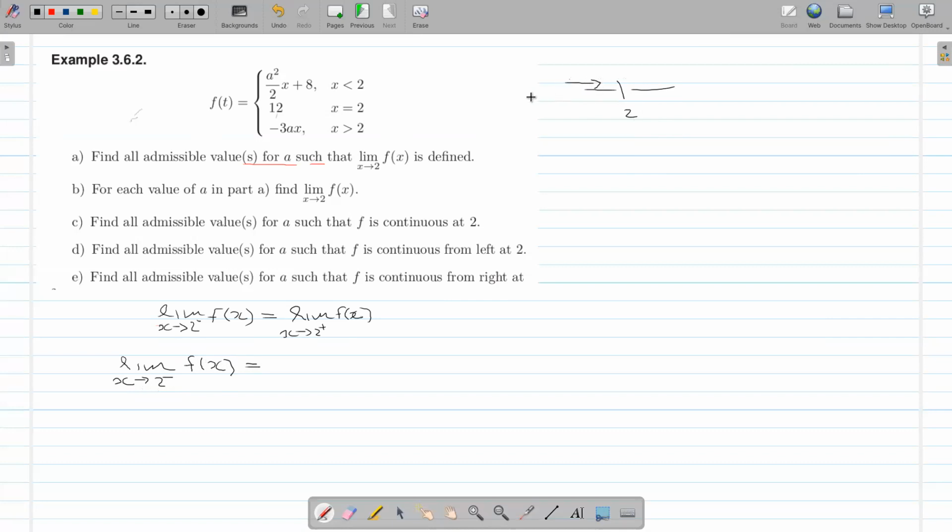2 along the values less than 2. Okay, so if I am going to 2 along the values less than 2, which part of my equation? This one, no, because this is saying less than 2. See, okay, this part is less than 2, so I am going to 2 along values less than 2. I have to use this part. Okay, so limit as x goes to 2 along these values of a squared over 2 times x plus 8.